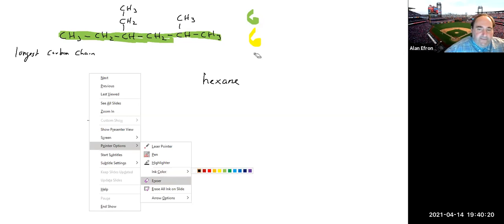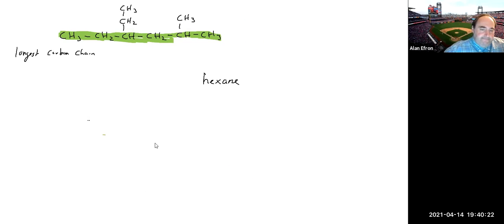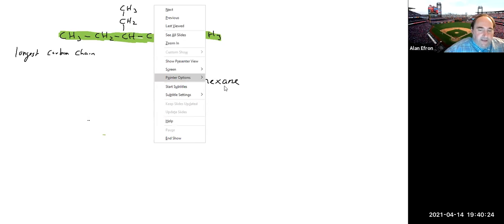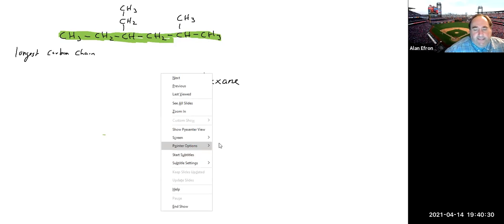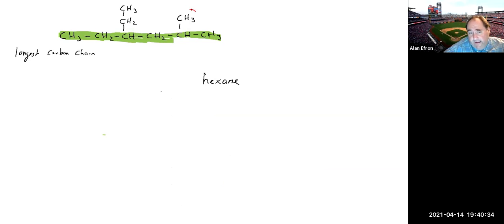Now that I've identified the main part of the chain, there are some groups attached, right? And we want to identify these groups. So if we look at this group, we have a 1 carbon group. A 1 carbon group means it's based off of methane. And because it's an alkyl group, this now becomes a methyl group, YL. Any questions on that?